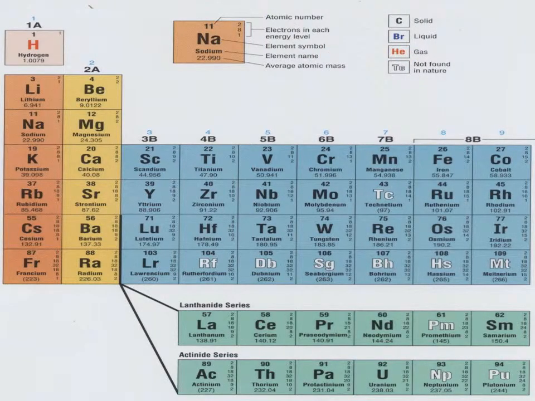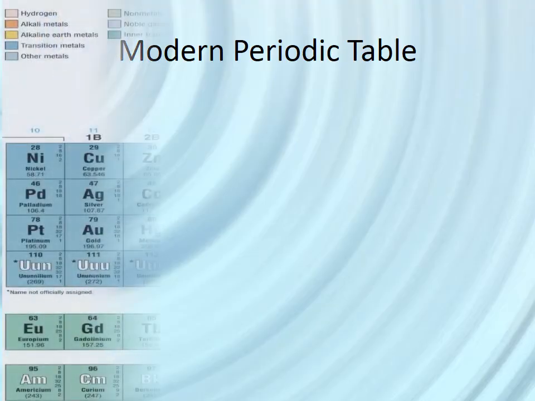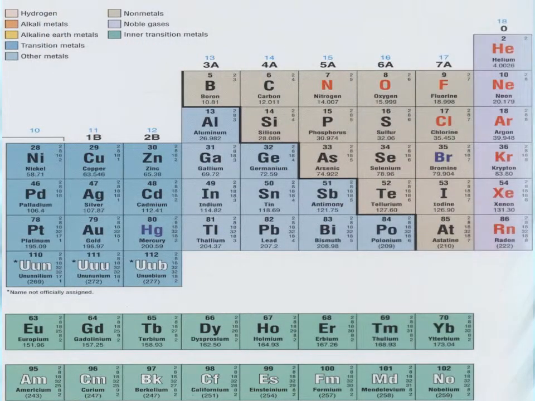This is the first half or left half of the modern periodic table. And this is the right half. Notice the different colors for the different squares. This indicates the type of element that it is.